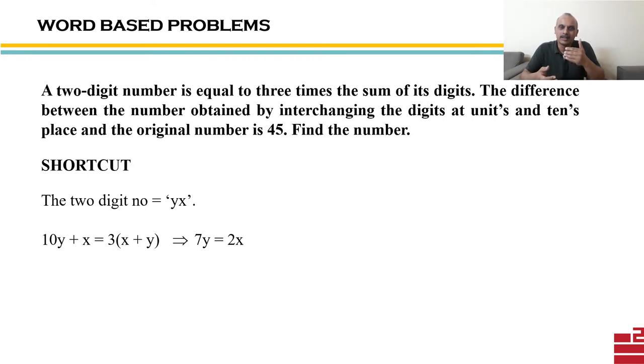Now once we reach this, we need not go any further. Why? Because if it is given that 7y is 2x, what are the possible values of x and y? From this, can you understand that y is a multiple of 2 and x is a multiple of 7? But x is a single digit number. It's a single digit. So x can be nothing else but 7. Isn't it? And if x is 7, y is 2. And so since it was yx, our number becomes 27. So this much is sufficient, that 7y is 2x, and so our answer is 27.